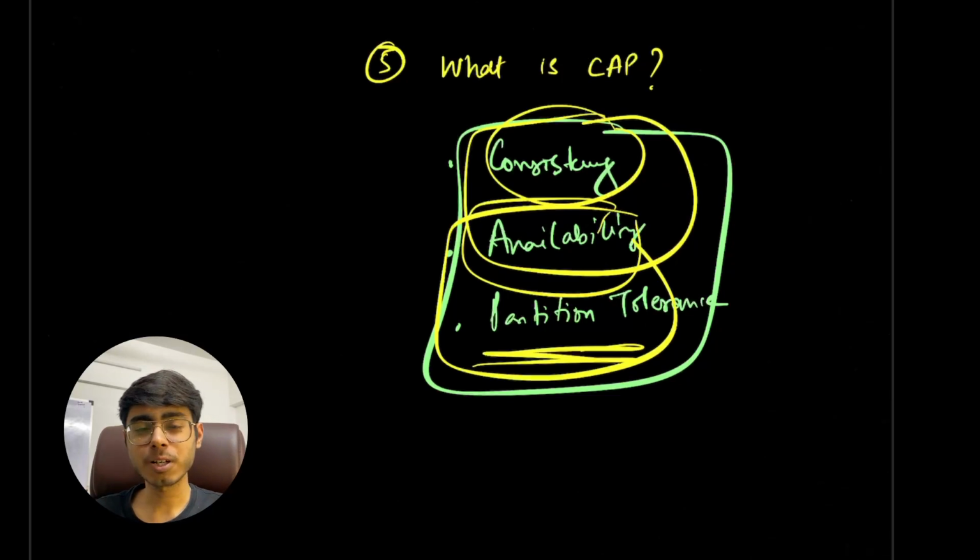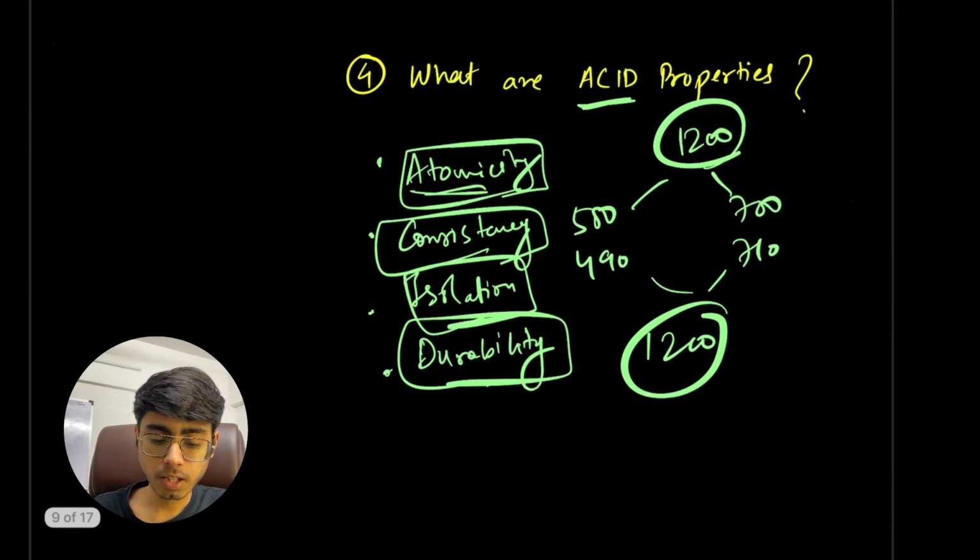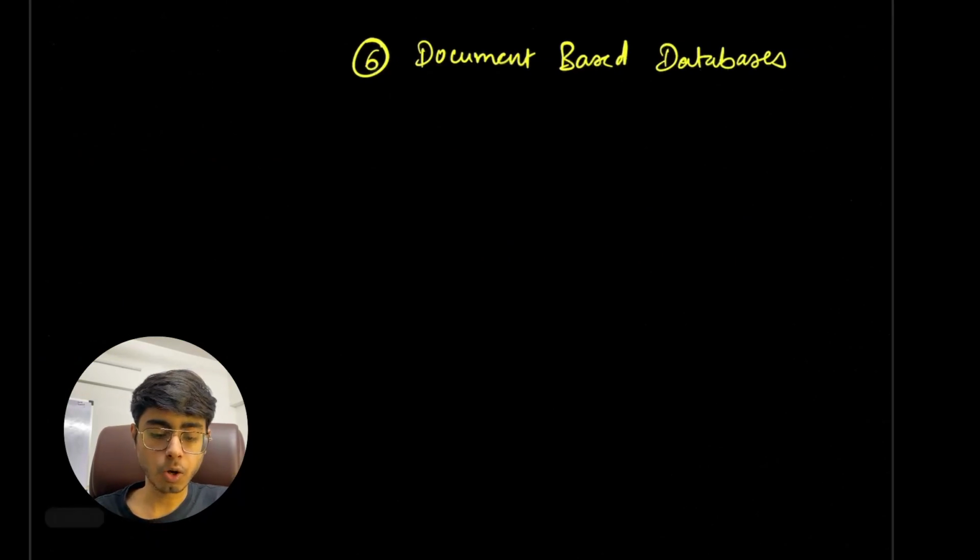Why? Because in SQL databases we have tables. In tables we have to do joins, right? Joins we have to do, and joins cannot be easily done on two different tables. It becomes difficult, right? So this is what CAP theorem is. It's a huge topic. I won't go deeper, but these three properties I wanted to teach you, right? So this is CAP. Now document databases.